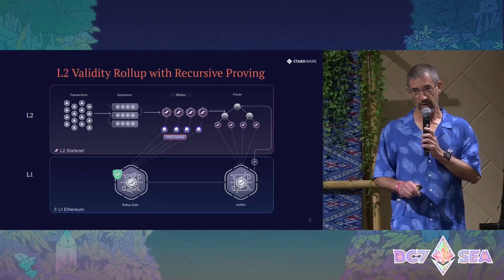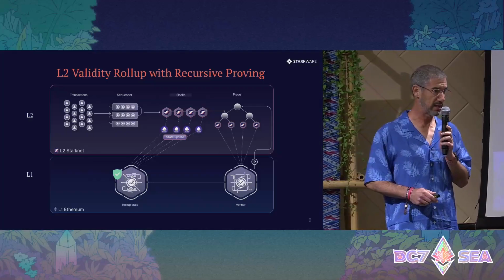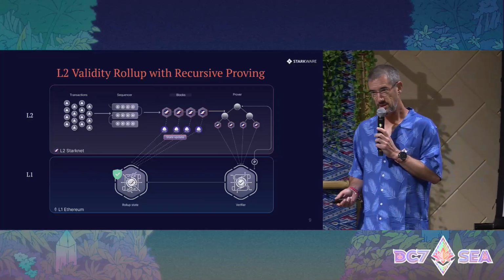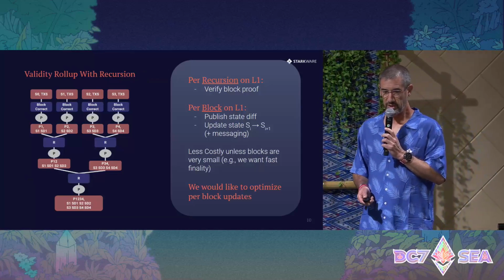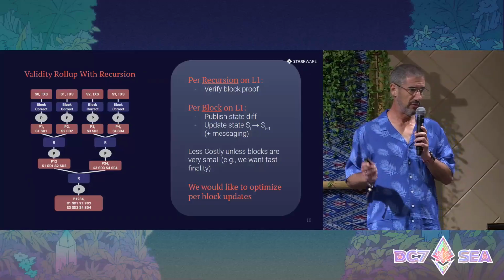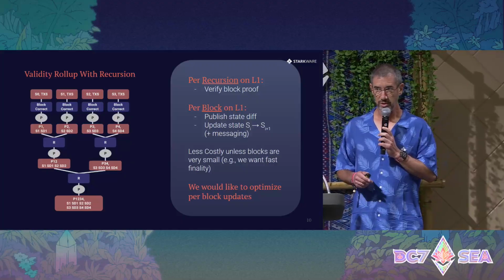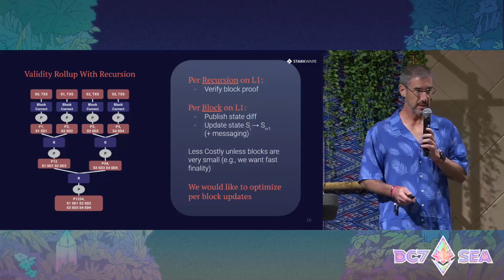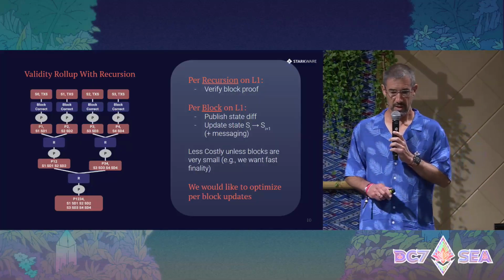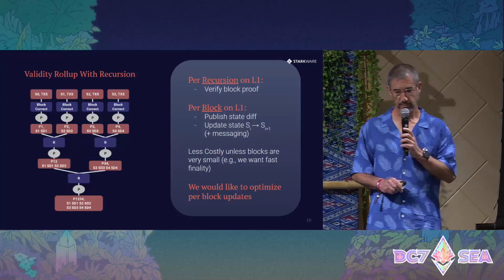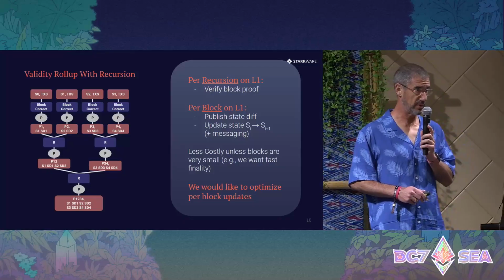Then, for every block, a state update takes place on layer 1, on the smart contract that tracks the state of the rollup, and the state diffs per block are sent to layer 1. So using recursive proving, we've basically reduced the cost of verifying proofs on layer 1, but we still keep the concept of publishing state diffs per block and state updates per transition. So from state I to state I plus 1 takes place per block. It's less costly than before because sometimes a significant cost is on the verification of the proof.